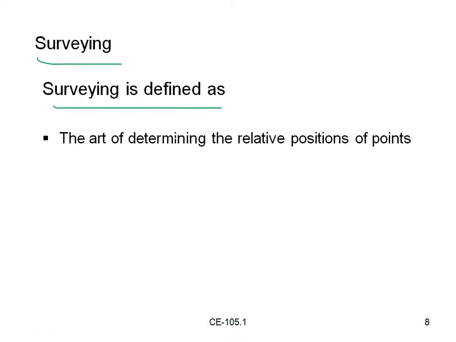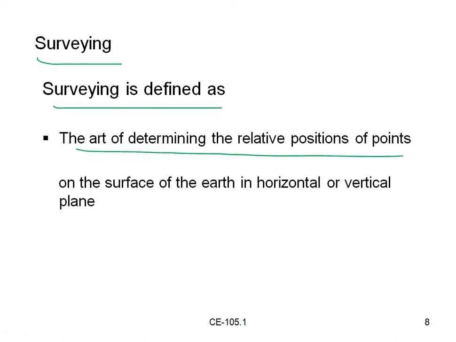Now let us see the surveying definition. Surveying is defined as the art of determining the relative positions of points on the surface of the earth in horizontal or vertical plane. This is called the definition of surveying. Art of determining means on the ground we are locating the points. We are taking the position of points on the surface. Surface is nothing but ground level.